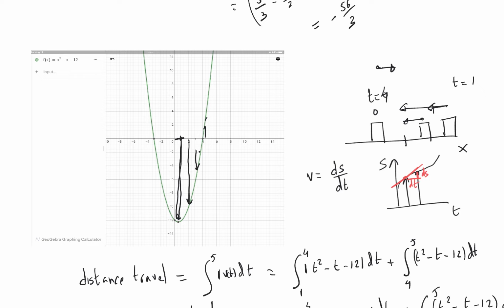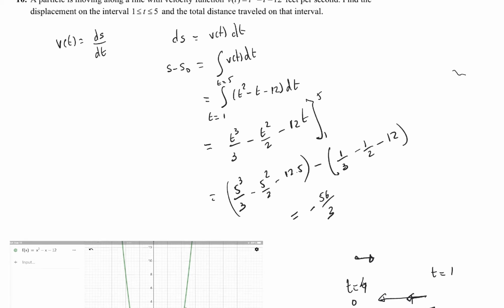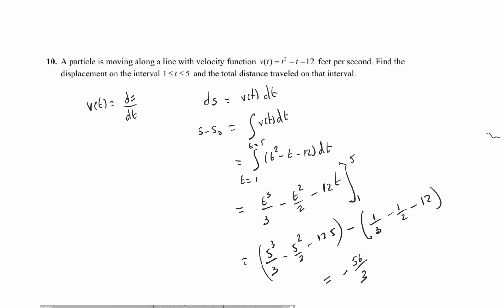So what this problem is saying is, given the velocity, can you find the s? Can you find the antiderivative? Can you find the function s whose derivative is the velocity? Of course, we are experts at finding this. v of t is the derivative of s with respect to t. So ds is v of t dt. So if I make the integral on one side, it will be s minus s0. s minus s0 is the displacement. The displacement is the final position minus the initial position.